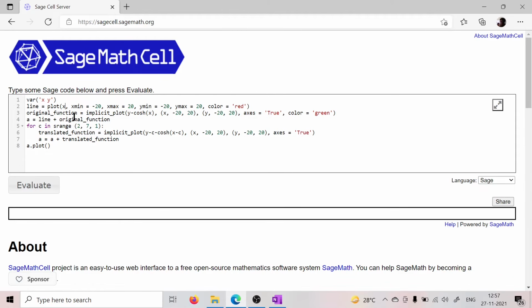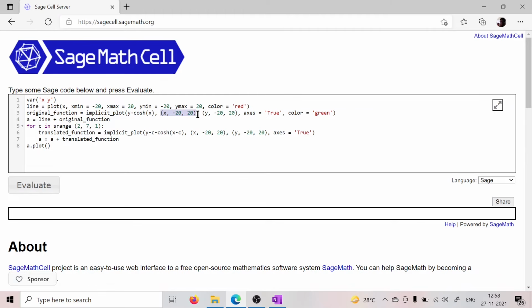Then we have written the original function which was y equal to f of x. Now the difference between this plot and the implicit plot command is that the plot command plots a function y equal to f of x, and the implicit plot command plots an implicit function in the form g of x, y equal to 0. So you can see here we have only written the f of x part of y equal to f of x, an explicit function, and here we have written the implicit function part, that is y minus cosh x, and the right hand side equal to 0 part we don't have to write.